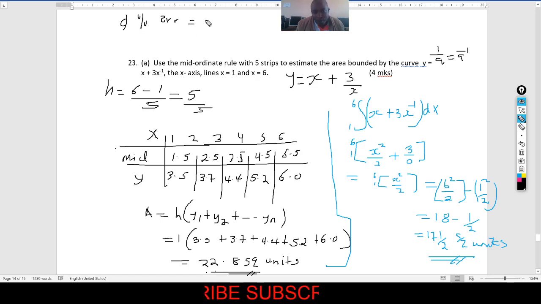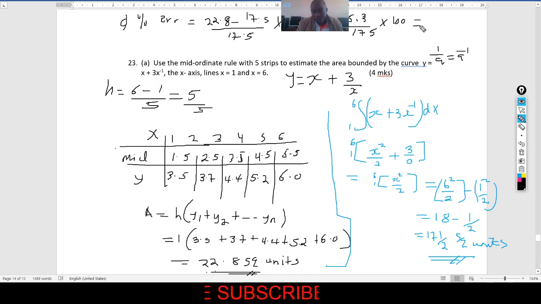And call percentage error, it is now 22.8 minus 17.5 divided by 17.5, then times 100. So percentage error becomes, if you subtract, 5.3 divided by 17.5 times 100. This gives you 30.29%. So that was the percentage error in using the midpoint rule.